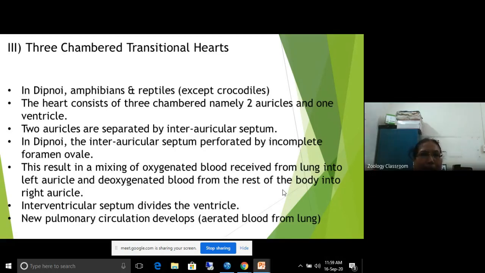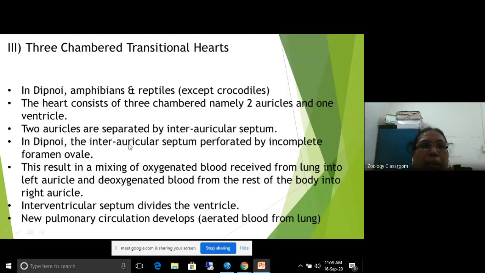Then the 3-chambered heart or transitional heart. For example, in the dipnoid fish, amphibia, frog, reptiles, except crocodile. Crocodile has a 4-chambered heart. This consisting dipnoid, amphibia, reptile, this consisting 3-chambered heart, 2 auricles and 1 ventricle. 2 auricles are separated by interauricular septum.